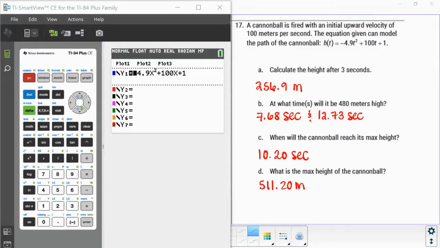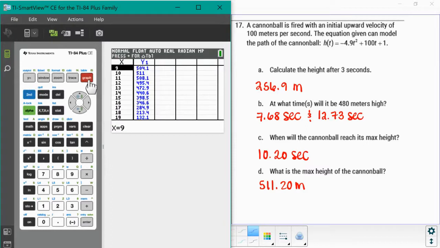Okay, looking at number 17, I already have my equation in my calculator. The next thing I have to do is adjust my window. So I'm going to go second, graph, and I'm going to see that if I scroll through my values, they keep increasing, increasing, increasing, and then they start decreasing. That means my maximum is somewhere in here, and the highest value I see is 511. So I'm probably going to set my Y max to be about 600 just to be safe.